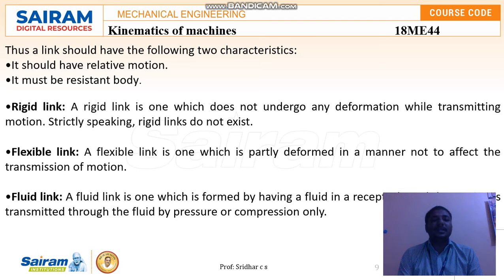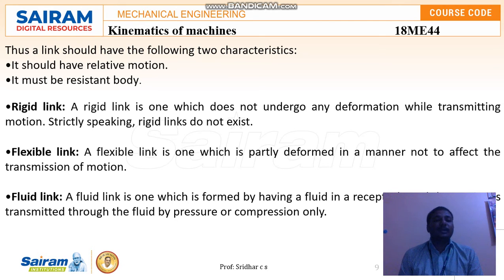First one is a rigid link. A rigid link is one which does not undergo any deformation while transmitting the motions. Deformation may occur because of the forces applied on that link. So a rigid link will be rigidly fixed, so it doesn't undergo any deformation while transmitting the motions. Strictly speaking, a perfectly rigid link does not exist. The main thing is that the rigid link does not undergo any deformation while transmitting the motion.